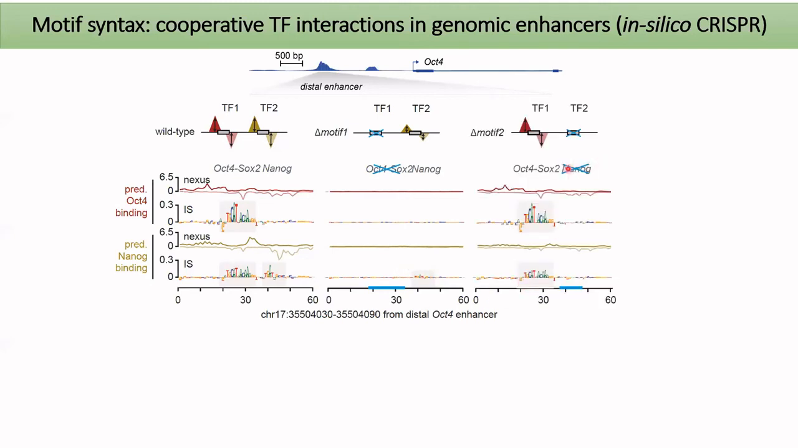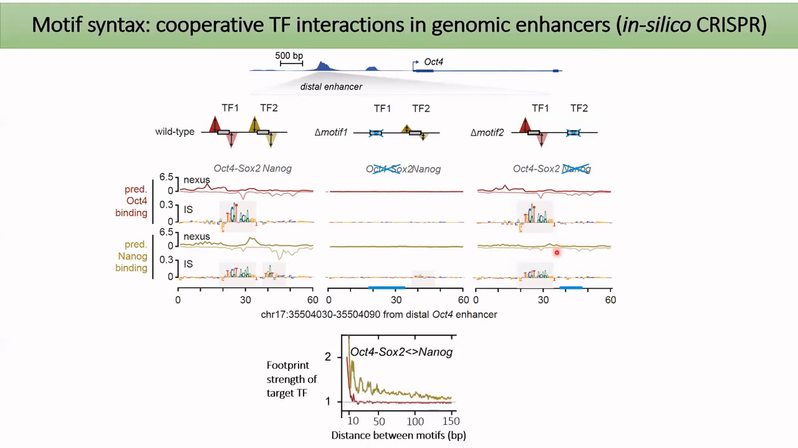On the other hand, if you delete the Nanog motif, you will notice that the Oct4 profile remains pretty much untouched. And the Nanog profile, in fact, doesn't disappear. It dramatically drops, but even after you remove its direct binding motif, just the Oct4 motif can in fact have a weak indirect recruitment effect on Nanog, okay?